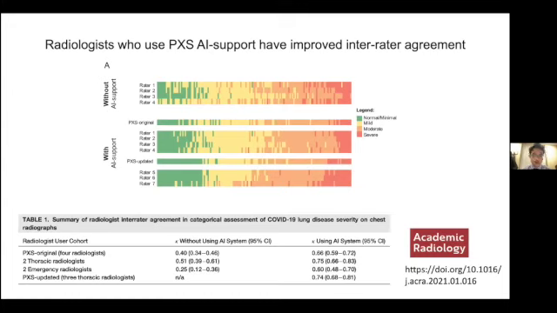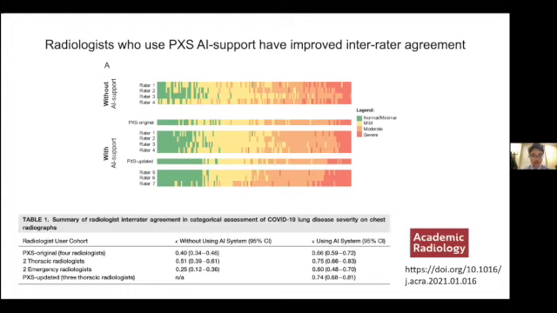And then after a washout period of around 1 to 2 weeks, each of them independently assessed the images again, but this time using the PXS AI decision support. And what we found was a significant improvement in the inter-rater agreement between the radiologists, which is not too surprising, going from a kappa of 0.4 to 0.66.